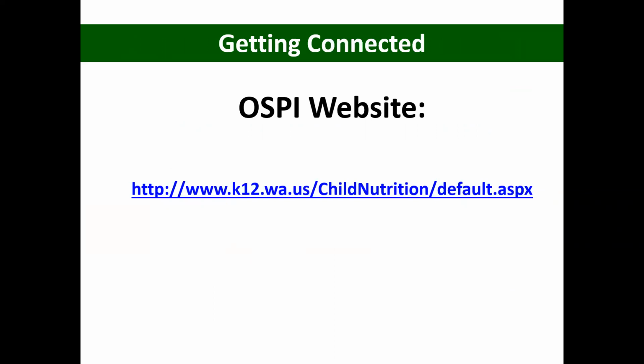Getting connected, OSPI website. Once again, that's our website. You go there and then click into the fresh fruit and vegetable program, and it's got all the information you need and all the forms you need. It's got a fact sheet and that type of stuff. So it's pretty self-explanatory.